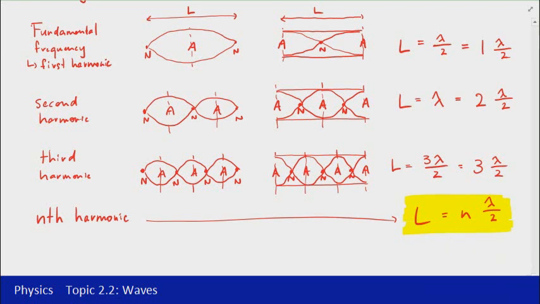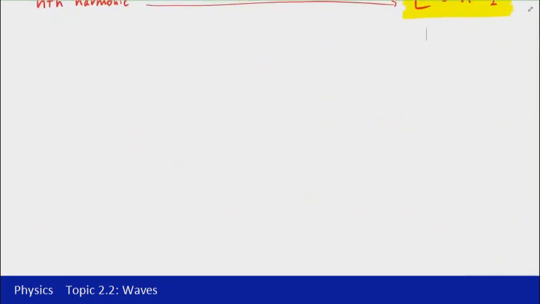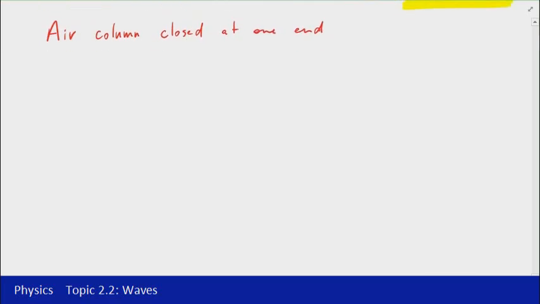Now, a different type of air column that we need to address as well is an air column closed at one end. There's an aspect here about the way that the Queensland syllabus deals with this that I'm not a big fan of, because it's different to the way that you would see it in most other resources. We're going to start off with the fundamental frequency again.